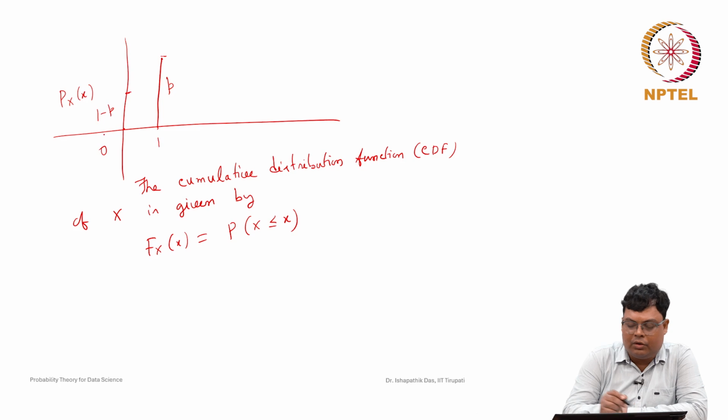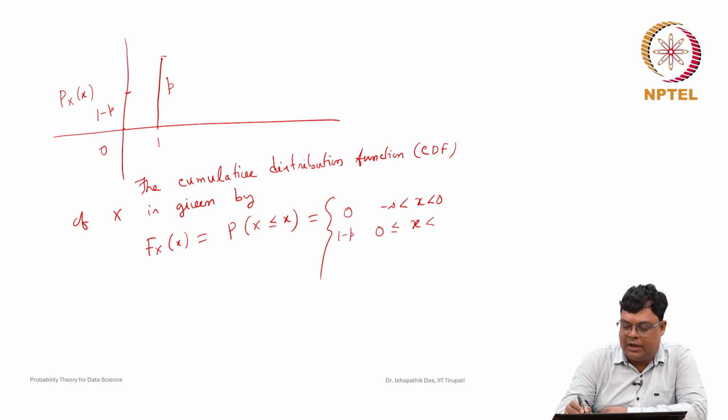So, whenever x is less than 0, greater than minus infinity, because the minimum value this random variable takes is 0, the cumulative distribution function, if you take F of minus 1 or F of minus 2, any such value, will be 0. Now, whenever x is greater than or equal to 0, this is nothing but Px of 0, which is 1 minus p, and it stays so up to 1.